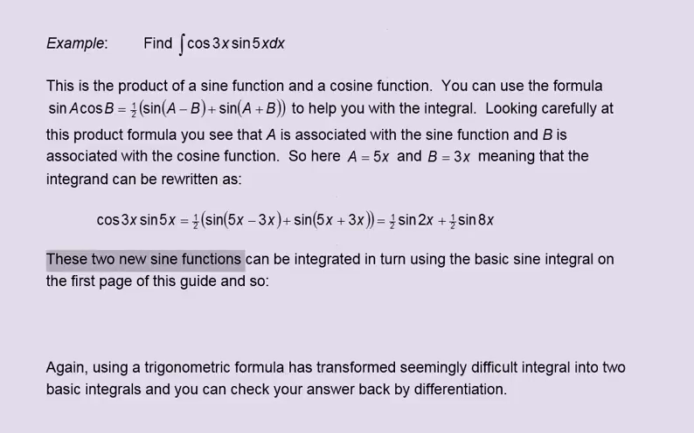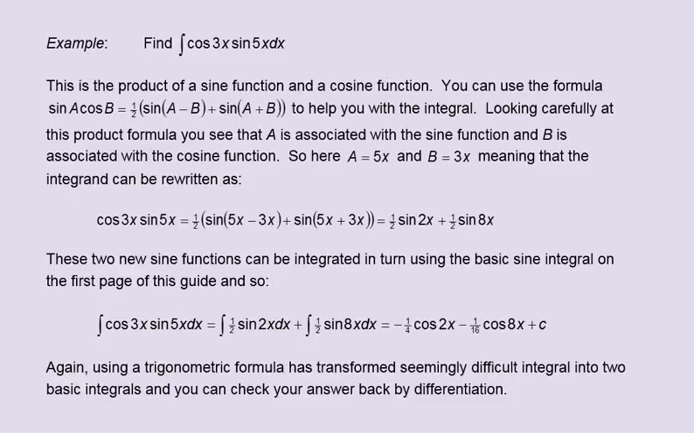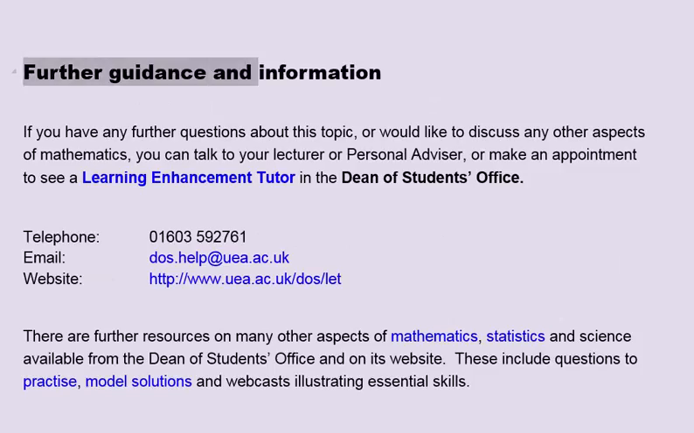These two new sine functions can be integrated in turn using the basic sine integral on the first page of this guide, and so the integral of cos 3x multiplied by sine of 5x with respect to x equals the integral of a half of sine of 2x with respect to x plus the integral of a half of sine of 8x with respect to x. This equals minus 1/4 of cos of 2x minus 1/16 of cos of 8x plus the constant of integration c. Again, using a trigonometric formula has transformed seemingly difficult integrals into two basic integrals, and you can check your answer back by differentiation.